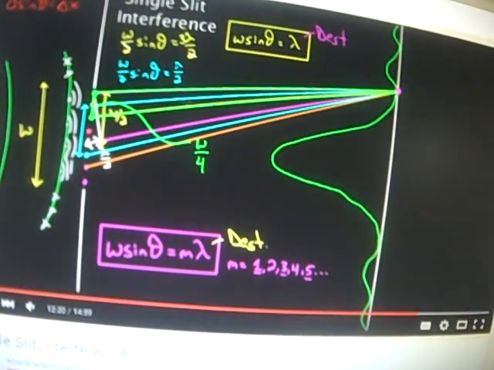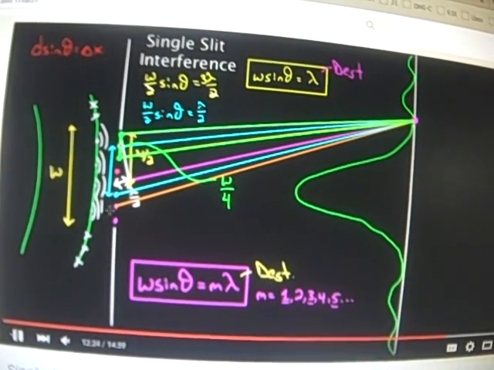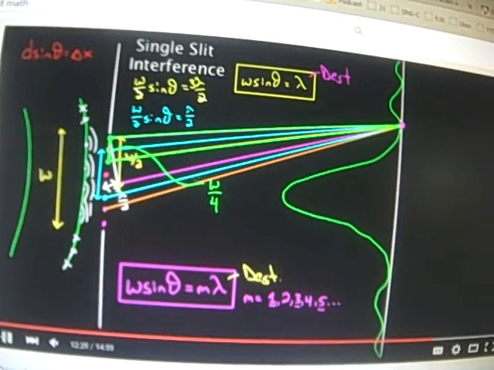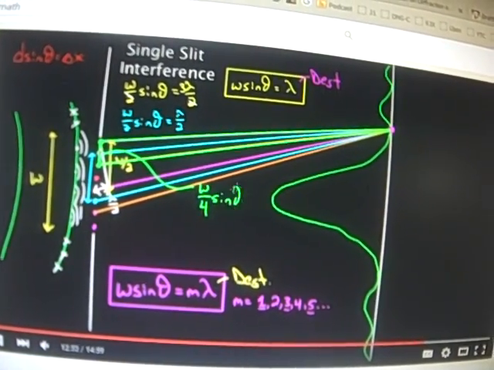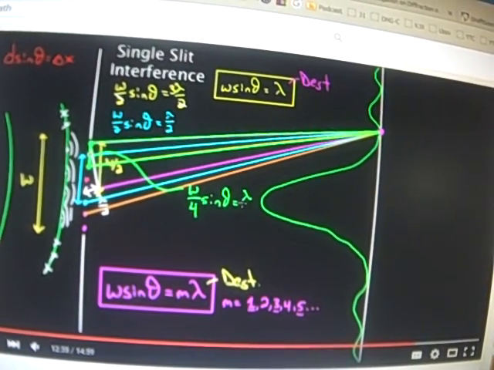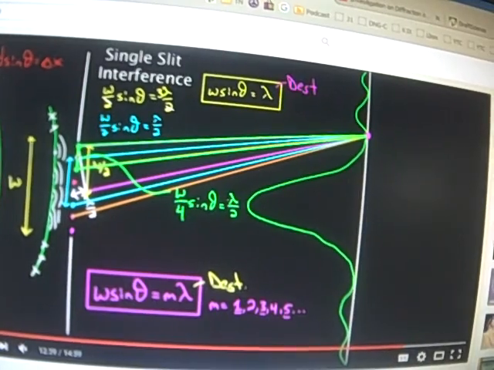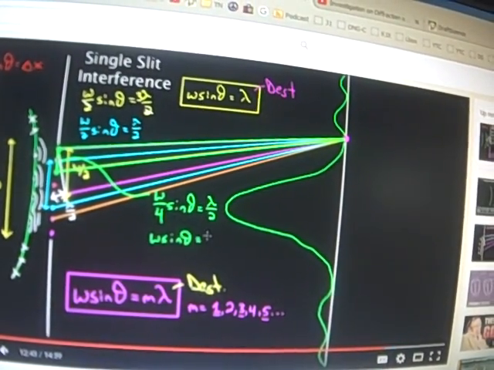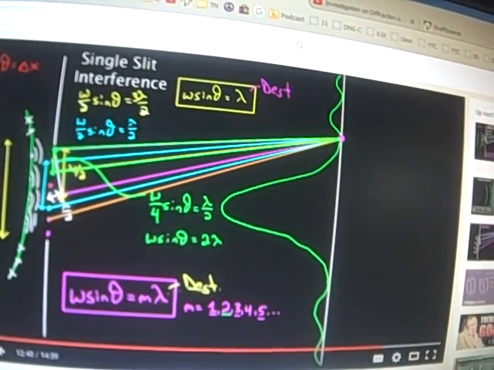That's my whole strategy here, is to cancel these in 2's. And I can do that by dividing this by any even integer. So W over 4 would work. What would that give us? Okay, W over 4 is the distance between these, times sine theta, equals, let's just say it's the first one, half of a wavelength. Well, if I solve this, if I move the 4 over, I get W sine theta equals 2 lambda. So the 2's also give us destructive interference.